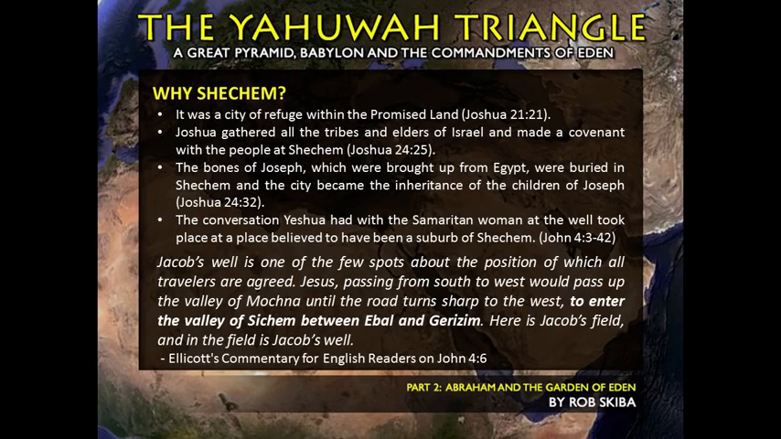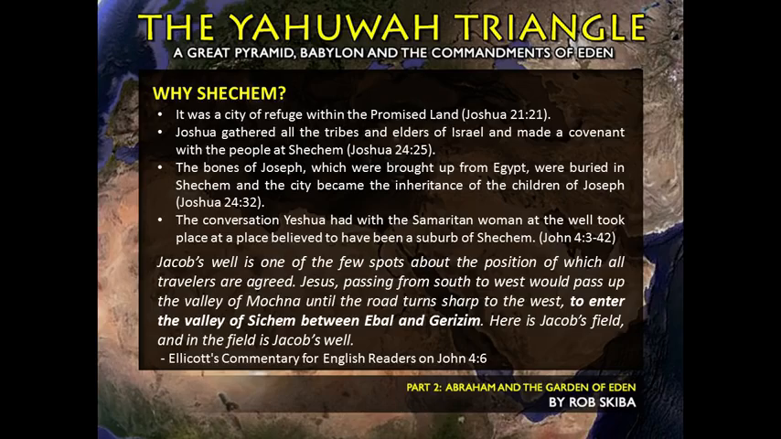One of the cities of refuge was in Shechem, Joshua 21:21. This is where Joshua gathered all the tribes and elders of Israel and made a covenant with the people at Shechem. The bones of Joseph, after the Exodus, were to be brought up and buried in Shechem. The conversation that Yeshua had with the Samaritan woman at the well took place there. Many believe this is a commentary right here, saying that this was probably the same location where that happened.